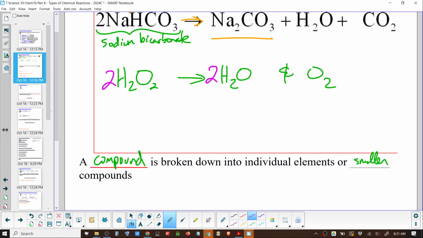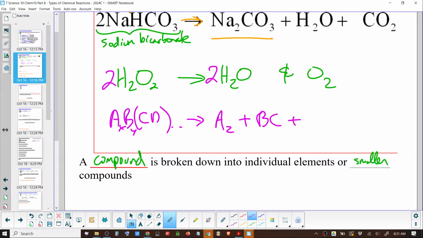This is a decomposition. So a decomposition is some sort of AB, CD, XY, whatever it is, going to A2 plus BC plus D. It is a breakdown of a compound or a larger compound into a bunch of smaller things, usually much simpler compounds like water and their individual elements. That's a decomposition.